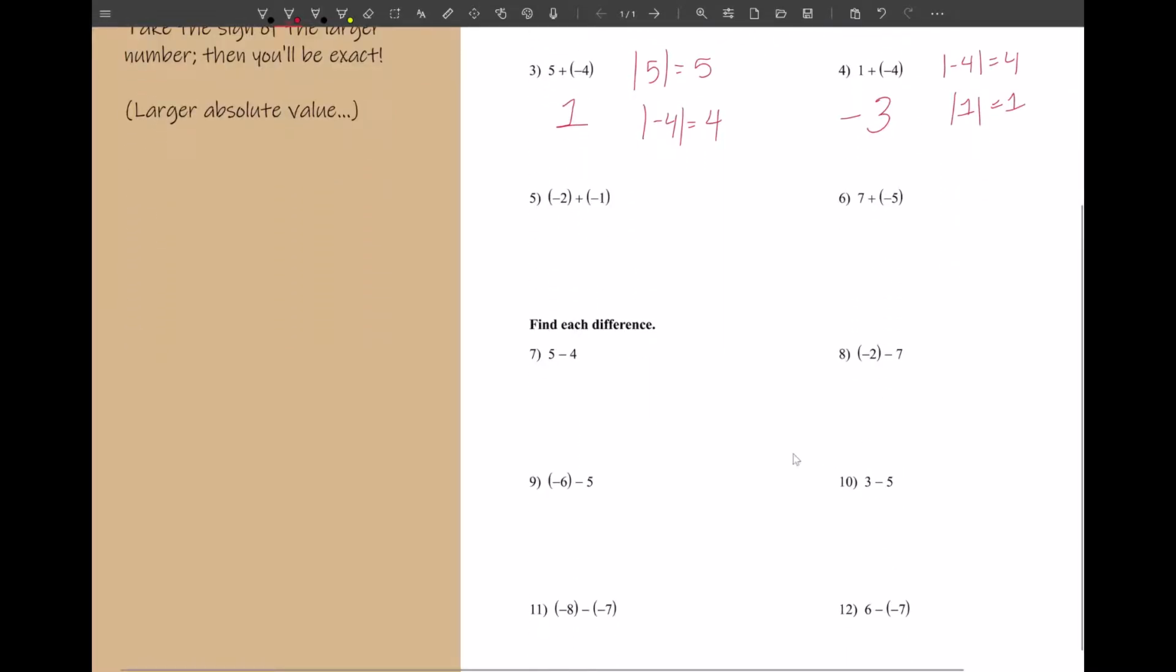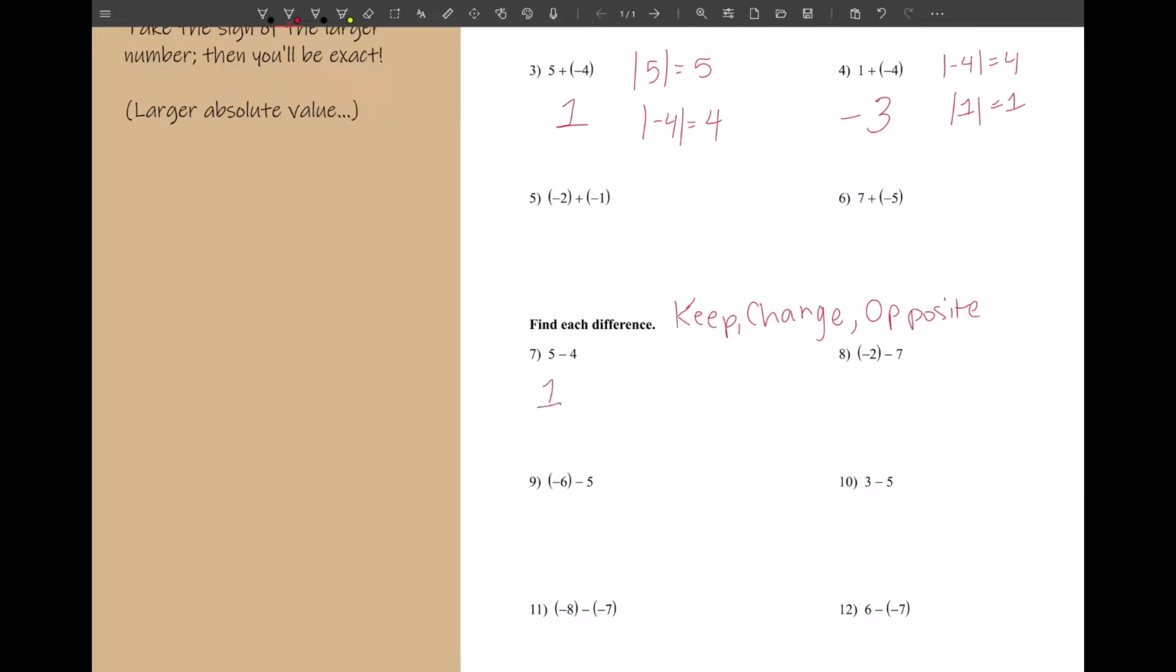Now let's look at subtraction. Remember I said it's the same thing as addition? Well, ultimately, you're just keeping the first number, you change the sign to addition, and you do the opposite of the second number.